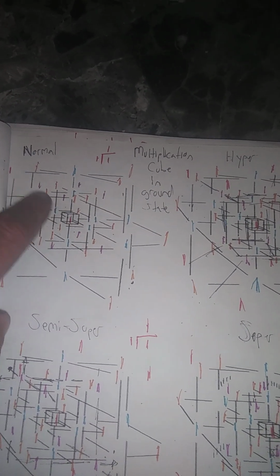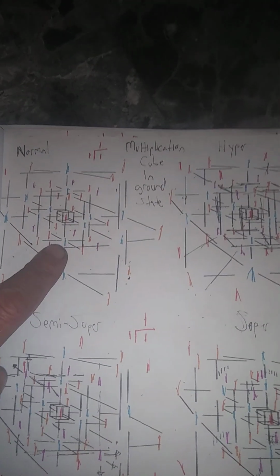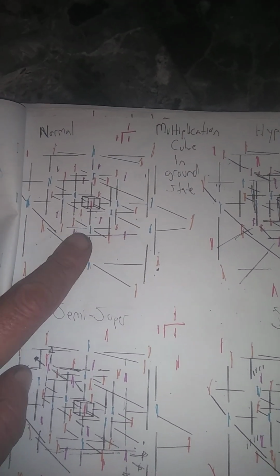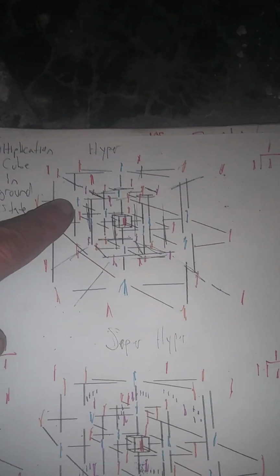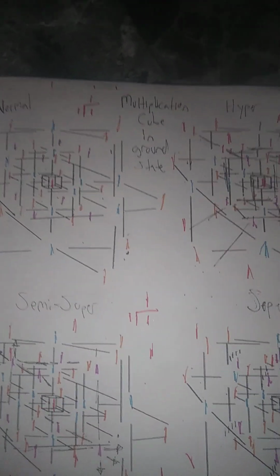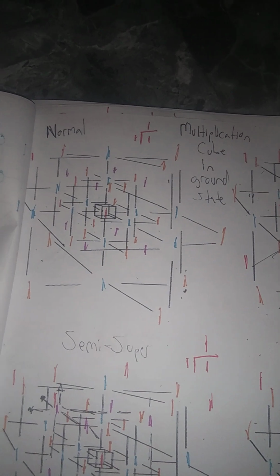The central and all the other outer ghost numbers would be 0. So this is in its true ground state, and it didn't follow along with the hyper and the semi-super and the super-hyper, because all it spits out is 1s. There's no proportion going from 3 to 6 to 4 to 8, and so on like that. So multiplication cubes in their ground state don't follow the rules of the hyper, semi-super, and super-hyper.